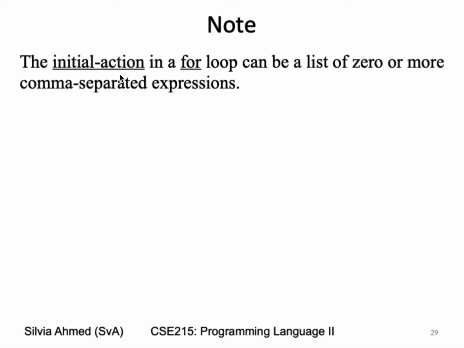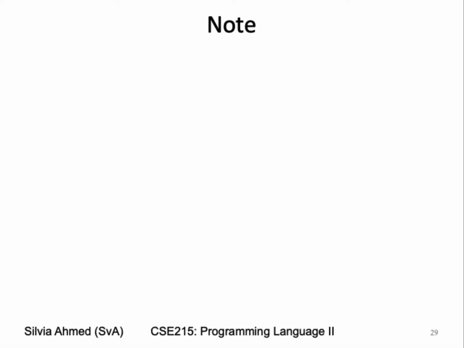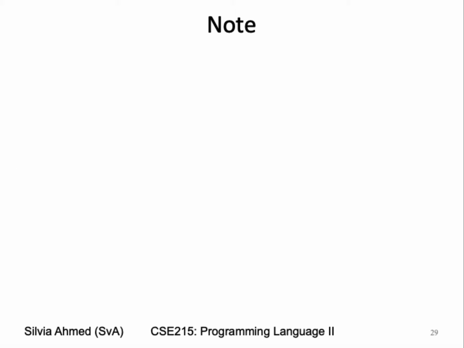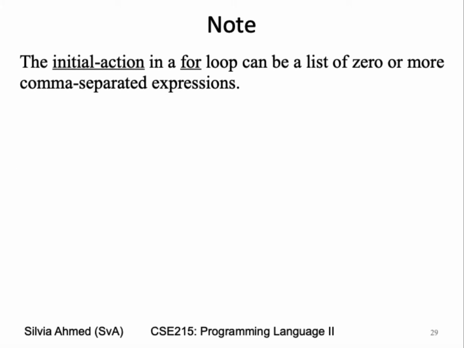The initial action in a for loop can be a list of 0 or more comma separated expressions. In the initialization part, like this, here we have 1, so no problem. But we may have no initialization at all. Still, we will just keep this empty and put a semicolon. The semicolon needs to be there. Then we can have multiple initializations, which we need to separate by comma.